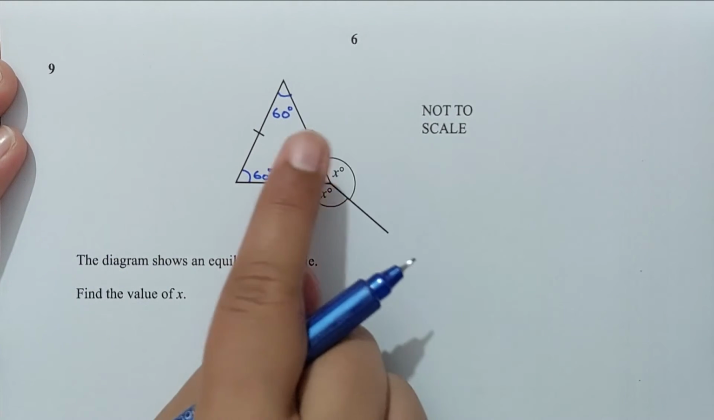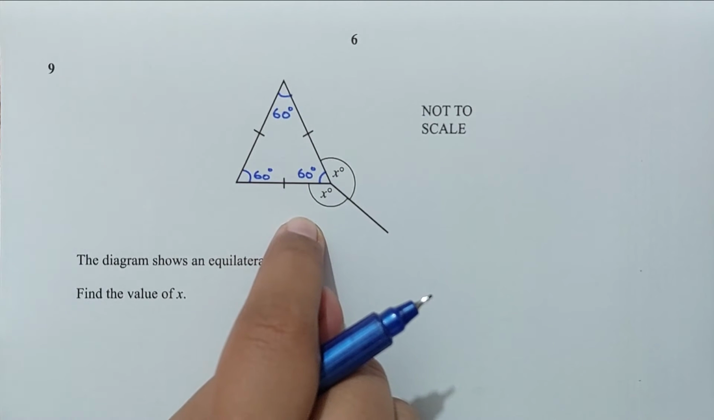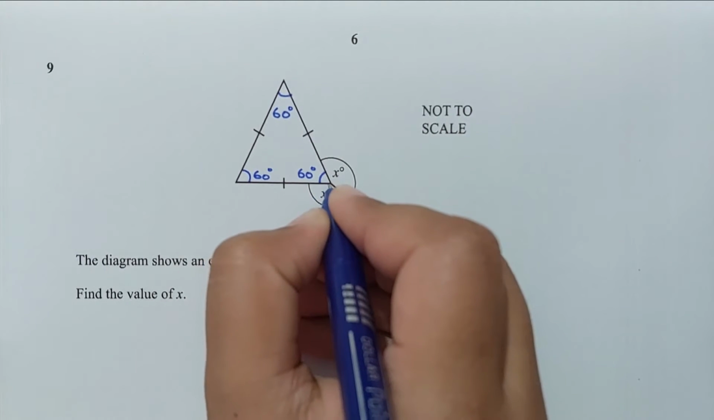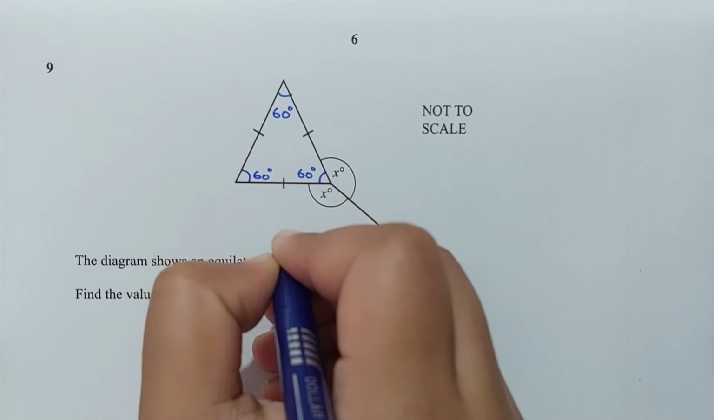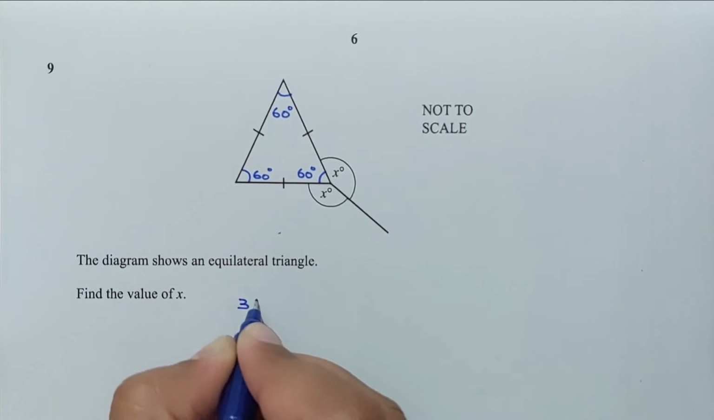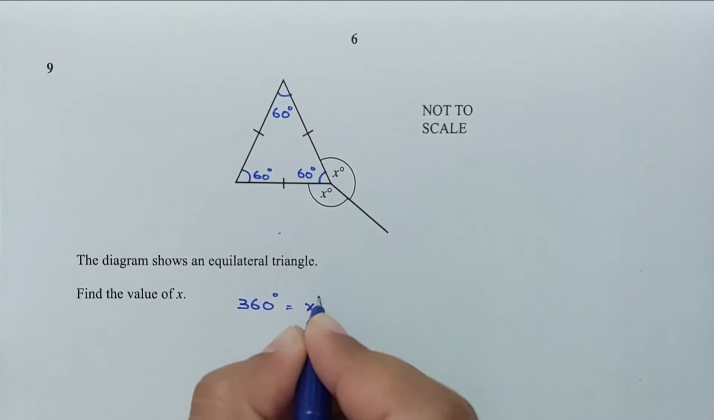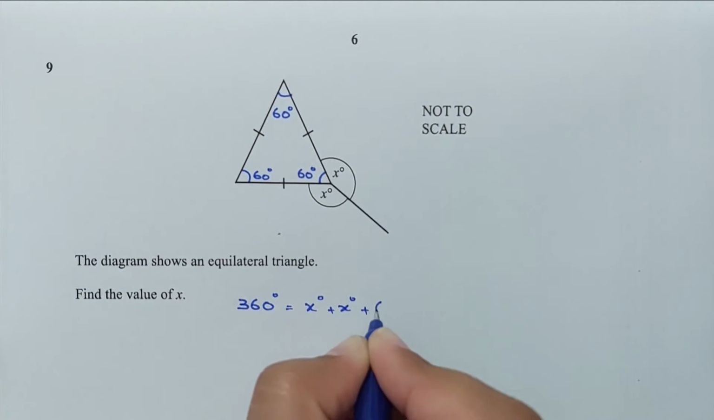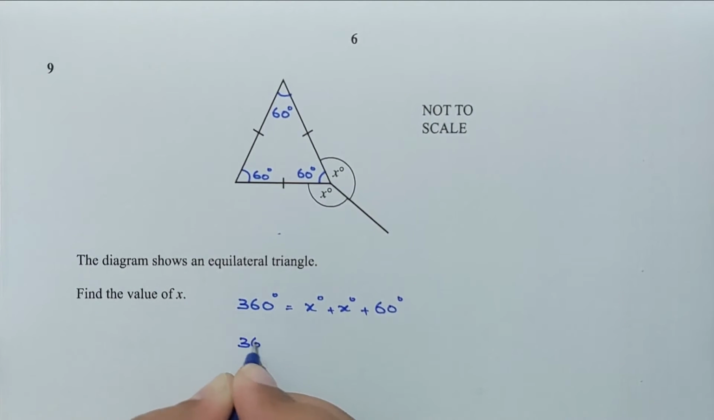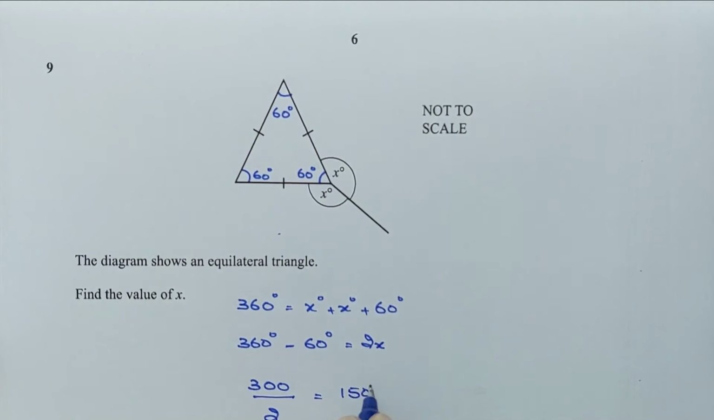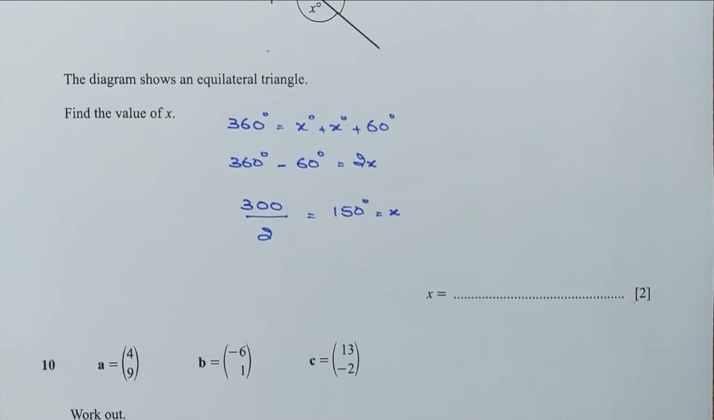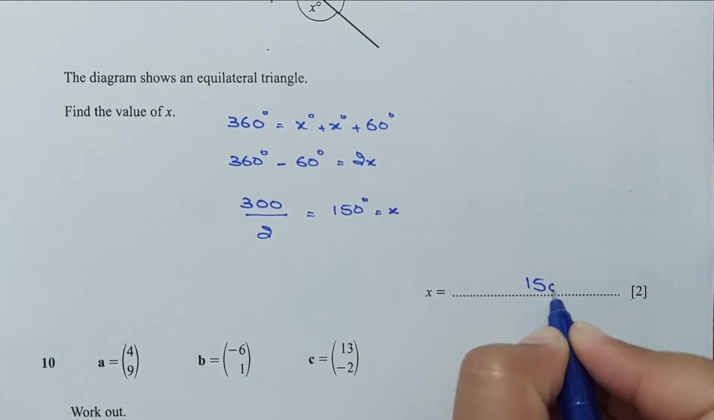What is this x? So this whole is 360, right? So what is 360 basically? So from here 360 degree is equals to x, x, and 60. So from 360 degrees subtract 60, this is equals to 2x. And 360 subtract 60 is 300, divided by 2 is 150. That is going to be x. So the angle x is 150.